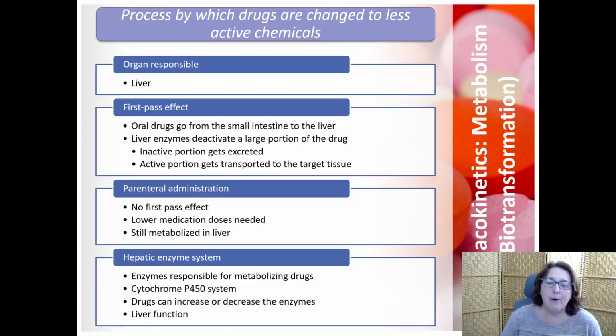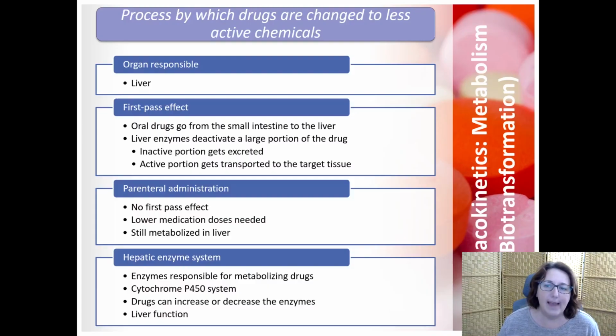Parenteral medications, like IV drugs or drugs administered through an injection, like into the muscle or the fat, skip the GI tract, so they skip that first pass effect. They still undergo metabolism or biotransformation in the liver. However, some of the drug reaches the tissues before going to the liver, which means that lower doses can be utilized. So when we're giving medications orally, those doses have to be higher than when we're giving them parenterally.